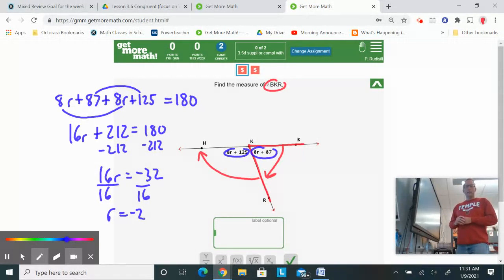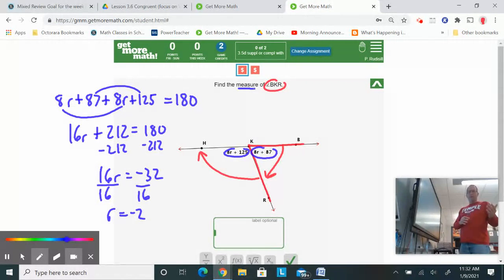All right, so I completed the algebra, subtracting 212 on both sides, then I divide by 16 on both sides, and I found that R equals -2. Lots of mistakes can be made in those steps, so watch out for adding correctly, watch out for subtracting correctly, any division, any negative signs. So R is -2.